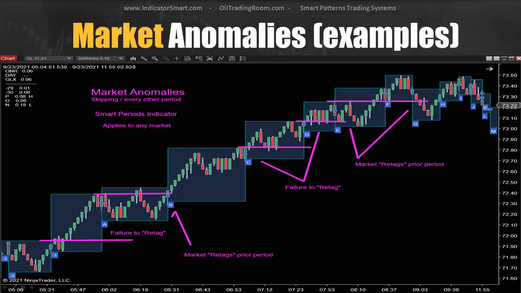And so if I start here at -2 period, A period is the beginning of the day, and then it goes through for this market. This happens to be crude oil. This applies to any market. This goes through K period over in here.